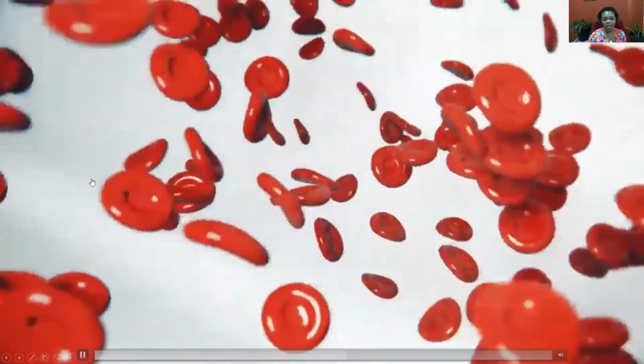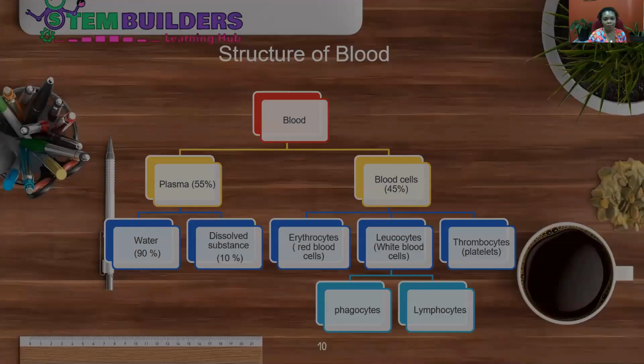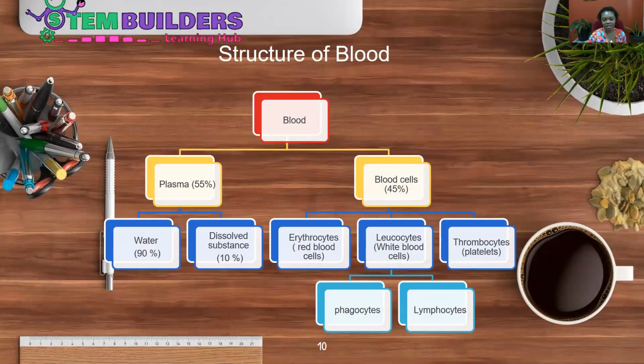So you're seeing millions of red blood cells in a drop of blood, right? But in the process of blood clotting, platelets are the parts of the blood that we are most concerned with. So here, blood is divided into plasma, which is 55%, and blood cells, which is 45%. Plasma can be further divided into water and dissolved substances, 90% water and 10% dissolved substances.